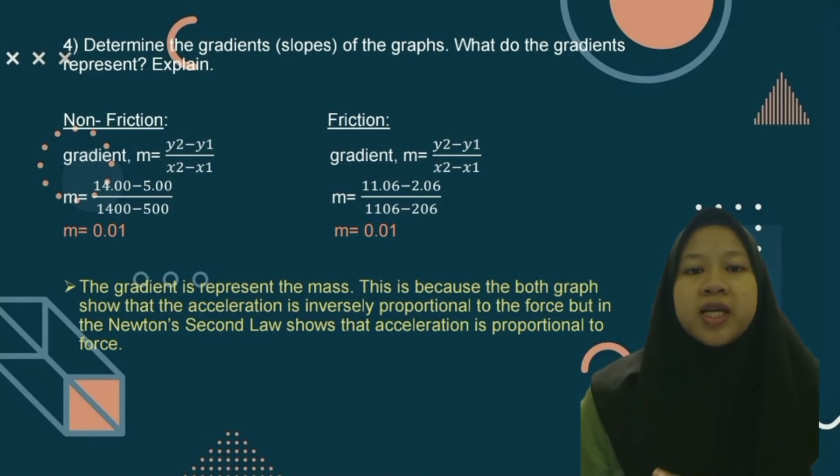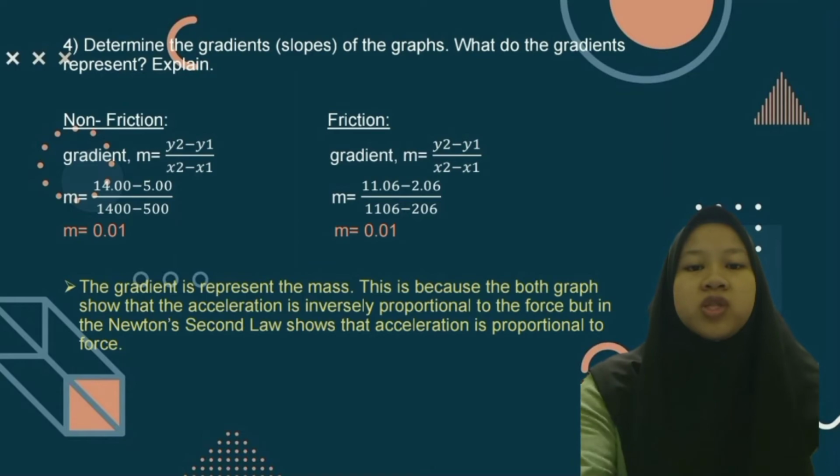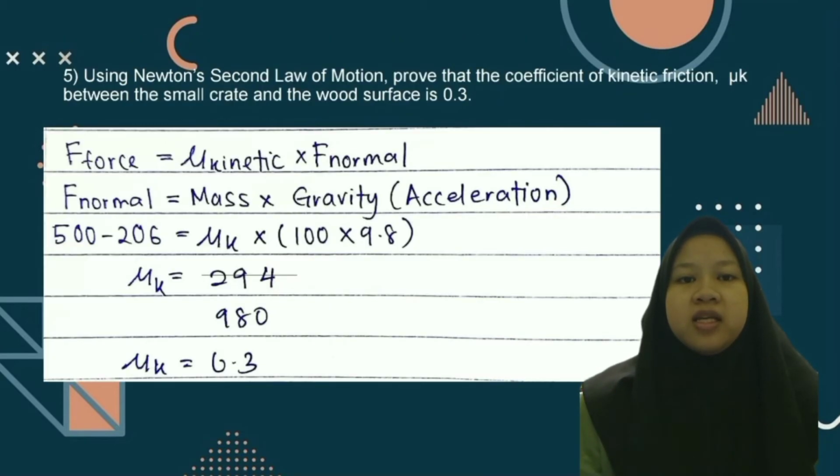So the formula to calculate the gradient is m equals y2 minus y1 divided by x2 minus x1, where y is the change of acceleration while x is the change of total force. The last analysis data asks us to prove that the coefficient of kinetic friction between the small crate and wood surface is 0.3. So we will use the friction formula, that is friction force equals kinetic friction times normal force. From this formula we can prove the kinetic friction is 0.3.